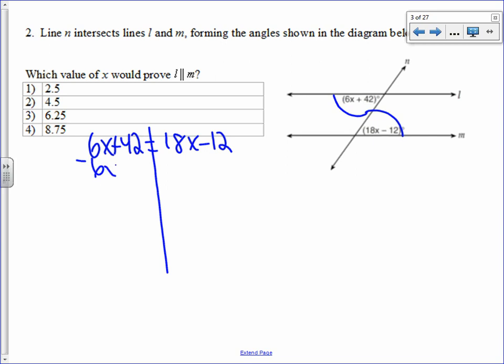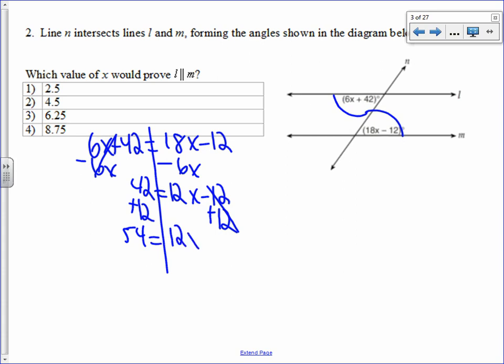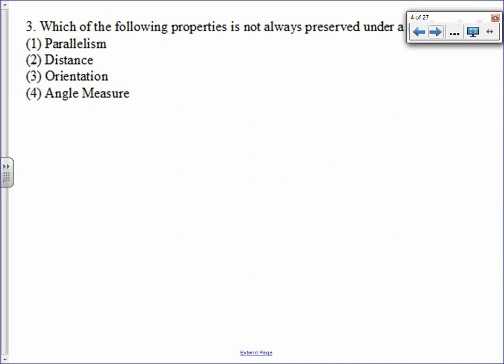Solve the equation. Isolate. We got 54 equals 12x. We divide by 12, and we get 4.5. Can x be 4.5? Can it be a decimal? Of course it can. It's asking what the value of x is. 4.5. Again, if they were different, they would add to equal 180.